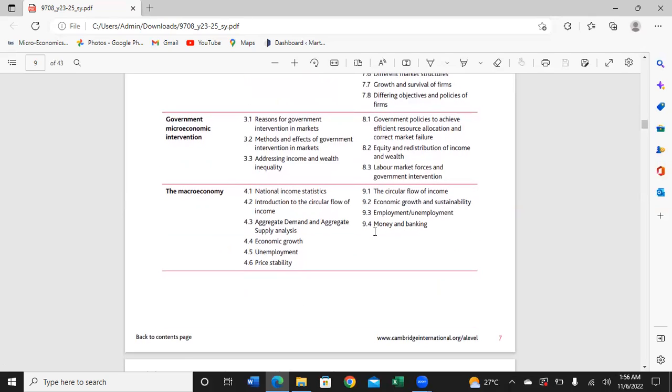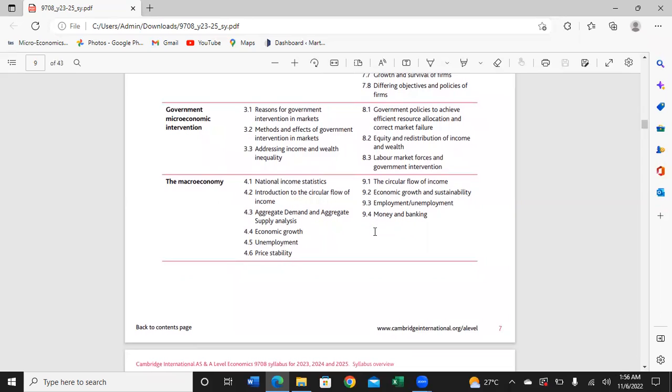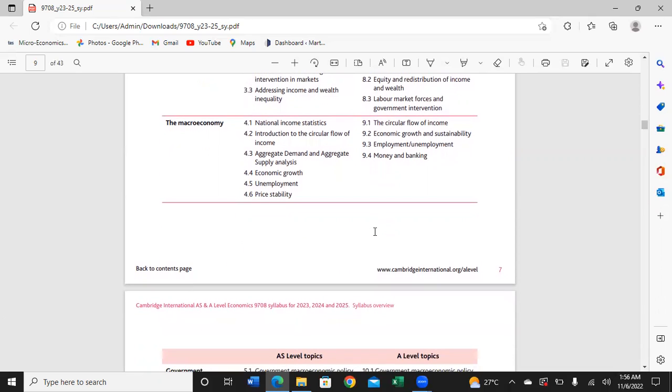In the labor market, you will study wage determination in perfect and imperfect competition. A very famous topic of A levels. Every year we find a question from the labor market as well. And the fourth unit of the syllabus is about national income statistics. Introduction to the circular flow, that was also in our previous syllabus, a part of A2 topics.